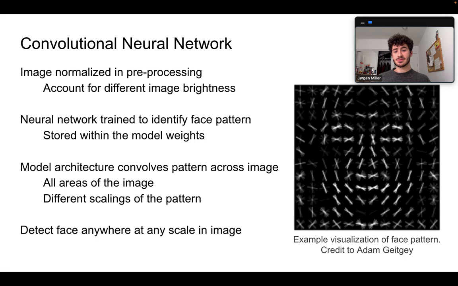Then the neural network has been trained to identify a face pattern. This is stored within the model weights, and you can see an example of a face pattern on the right here. You can see that it is detecting certain features that we often associate with faces, with eyebrows, nose, chin, mouth. The model architecture will convolve this pattern across the image. It will search all the areas of the image and different scalings of the pattern. Thus, we can detect a face anywhere at any scale in an image.